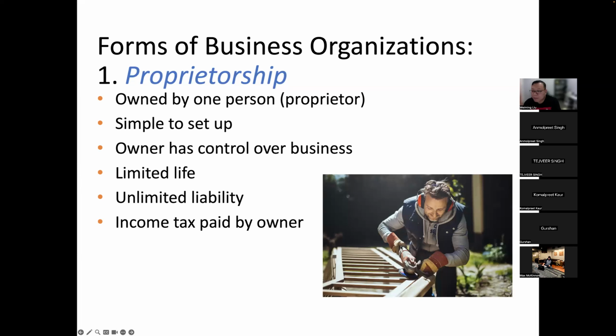And when you earn money, you report your earnings as business income in the individual tax return. In Canada, we call it T1, okay? So he will report his income as business income in the T1 return. In Canada, there are a lot of people who are running their own business as proprietorship.